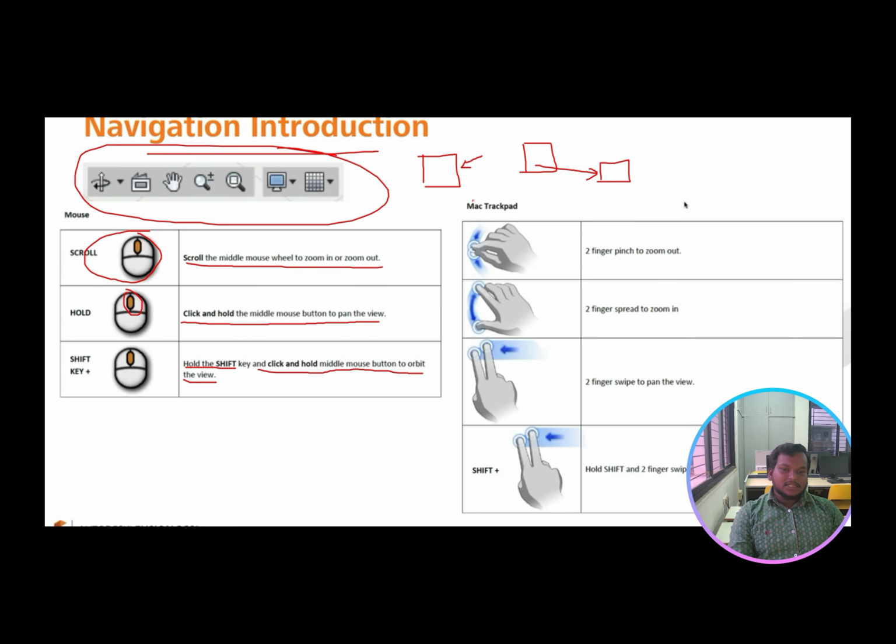Next, this is for a Windows PC. Now, let's go to the Mac. Two-finger pinch to zoom out, two-finger spread to zoom in. Next, two-finger swipe to move the object from one place to another. Hold the shift key and swipe with two fingers to pan the object.